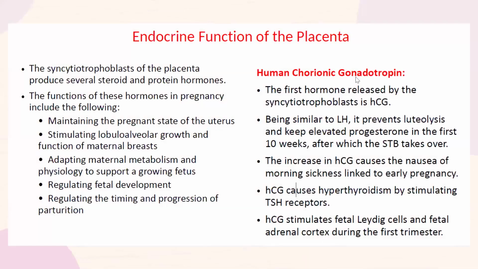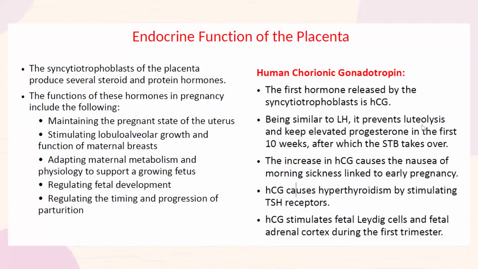So the HCG is basically the first hormone that is released by the syncytiotrophoblasts. Okay. Now, what does HCG do? HCG is a very important integral hormone. It's going to stop the corpus luteum from degrading. In a way, it prevents luteolysis, lysis of the corpus luteum.